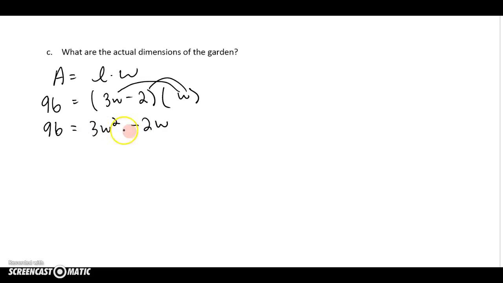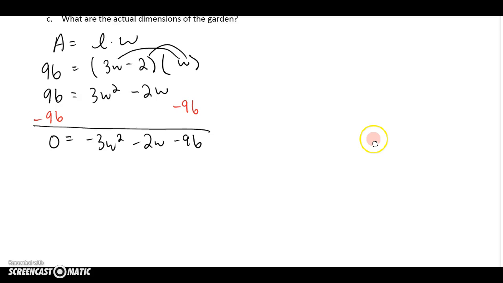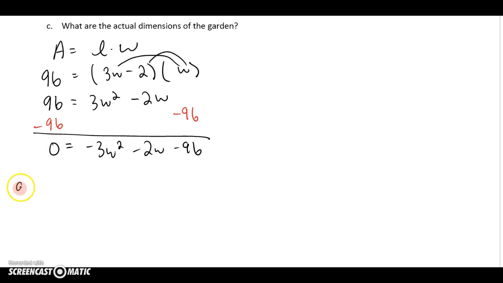All right, so this is a quadratic equation. I want it to equal 0, so I can fix that pretty easily by subtracting 96 from both sides. So I now have 0 equals negative 3W squared minus 2W minus 96. From here, let's identify our A value, B value, and C value. A is negative 3, B is negative 2, C is 96.